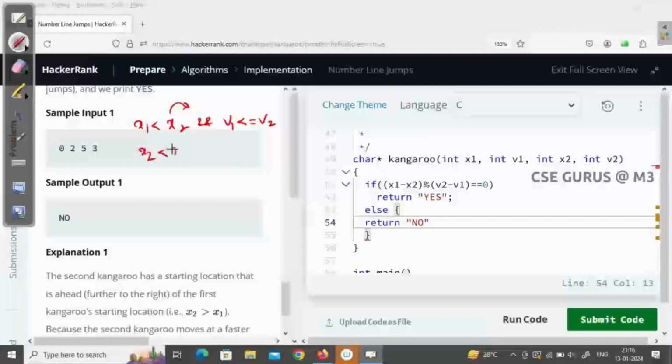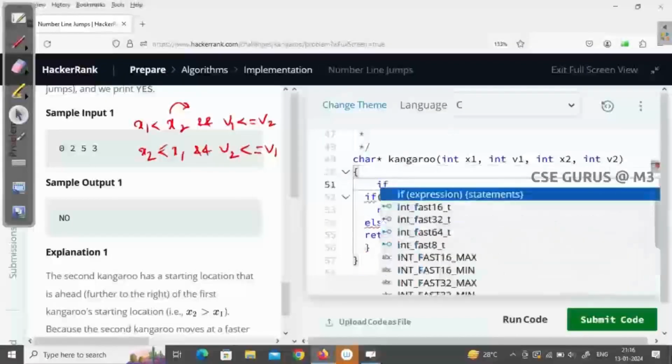If x2 less than x1 and at the same time v2 less than or equals v1, in that case the first kangaroo is always forward, you can see it is always forward. So then also they cannot meet. So I'll write this special case first.